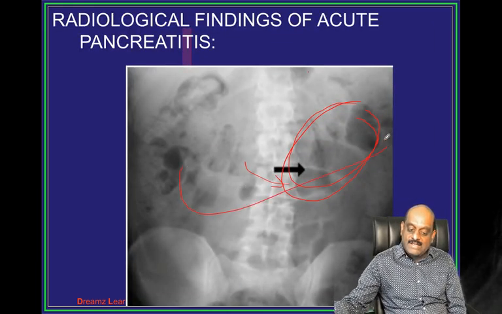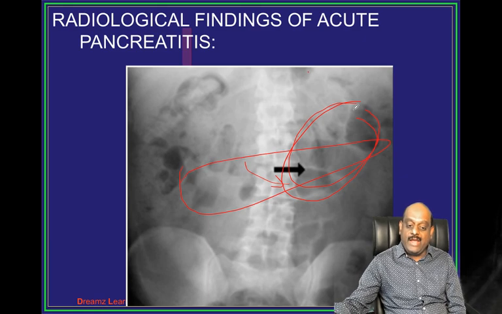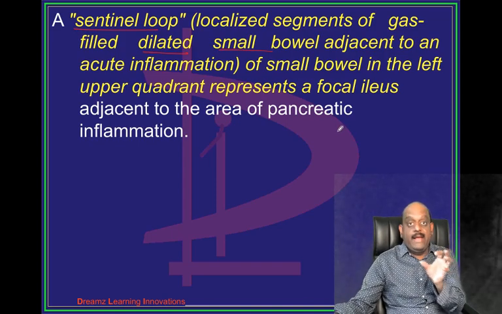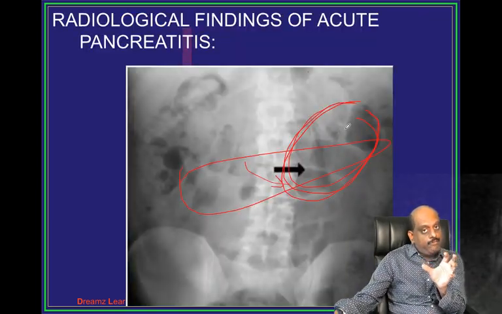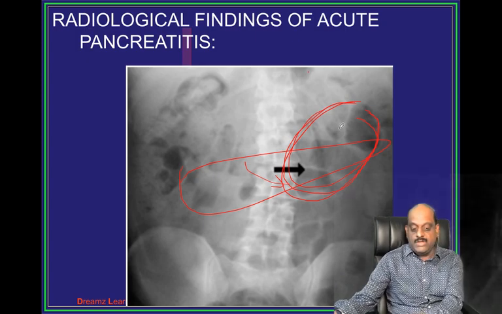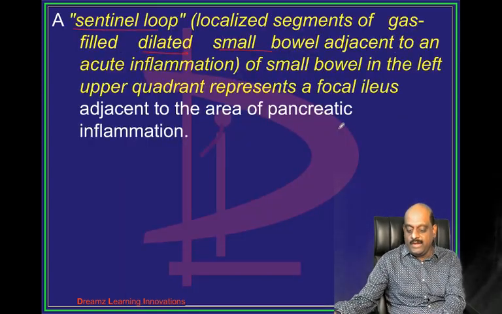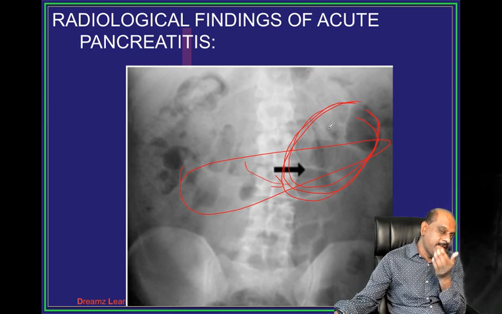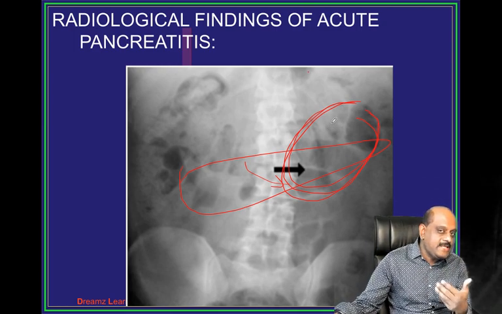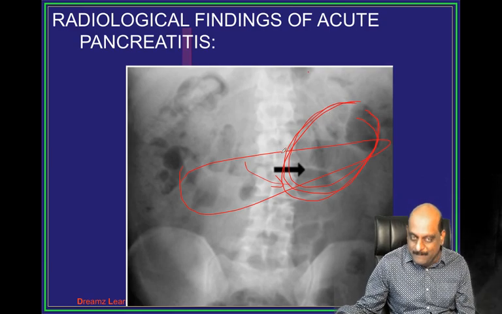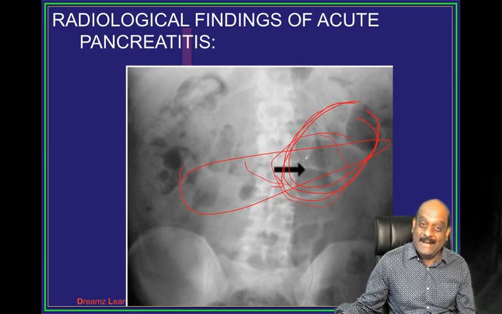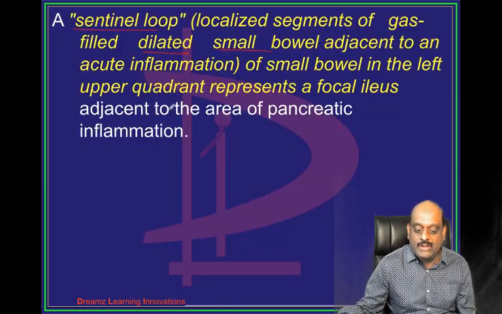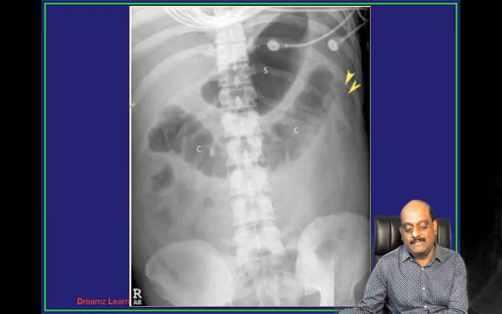Aapka pancreas kaise chalta hai? Aise chalta hai. So adjacent to that inflamed area, typically a gaseous loop of bowel becomes dilated, which is called sentinel. Sentinel bole to ye loop ko dekh ke aap sochna ki acha iske peeche kya hai, loop ke peeche tail hai pancreas ka, iska inflammation ho gaya. So that is what you need to remember.